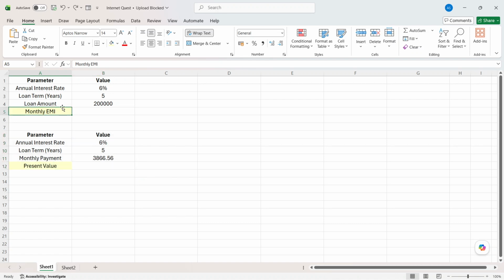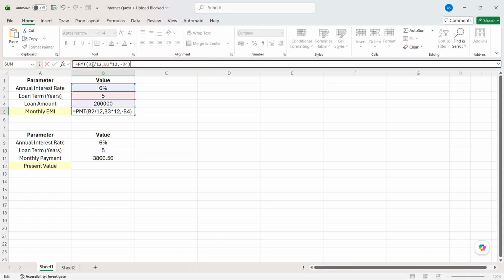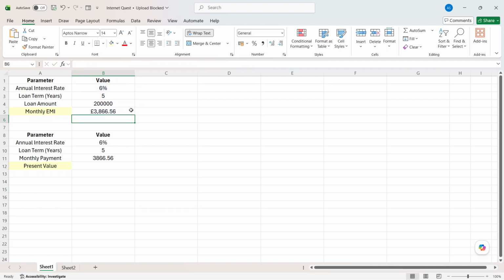Let's start with EMI. EMI stands for equated monthly installments, which is the fixed amount paid every month toward a loan. To calculate it in Excel, click on cell B5, then type the formula equals PMT, open parenthesis, B2 divided by 12, comma, B3 multiplied by 12, comma, negative B4, and then close the parenthesis. After that, press enter.